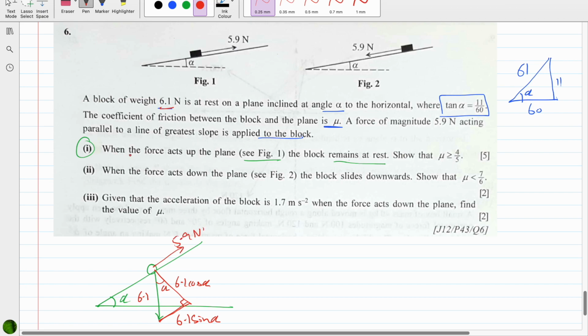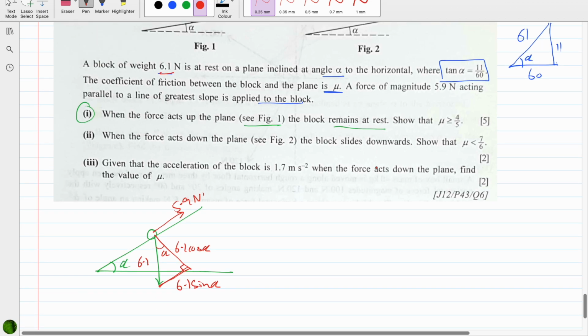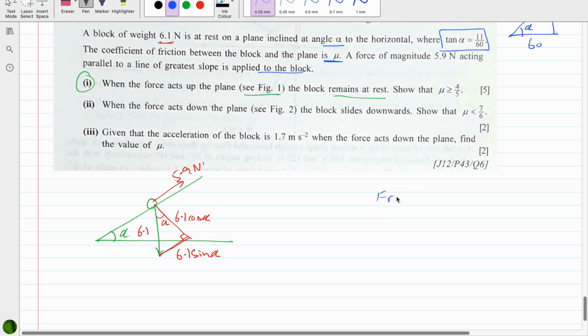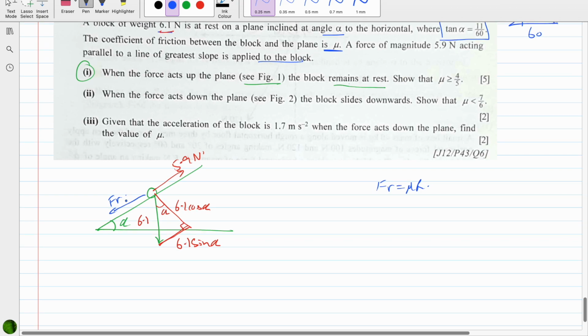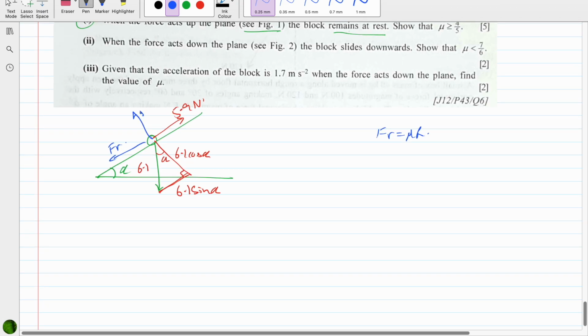5.9 newtons. When the force acts up the plane, the block remains at rest. Now basically this force is tending to move the block up. So friction will be downwards. So we know friction is equal to mu R. This is friction, and this is R. So right hand side force is equal to left hand side forces. I can see three of them, 1, 2 and 3. The friction towards the left hand side plus 6.1 component of weight, that is 6.1 sine alpha, and 5.9.